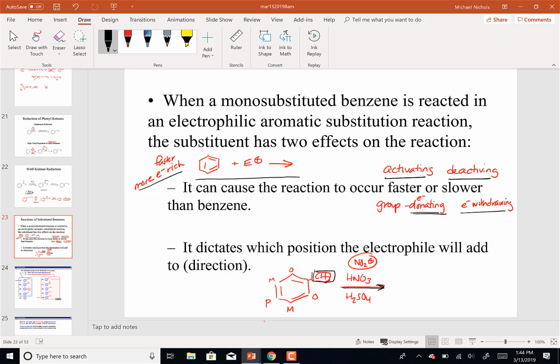But now I have a problem. Because before when it was just benzene, I could put the group anywhere I wanted. Now with another group on there, should I add that NO2 group ortho? Should I add it meta? Or should I add it para?